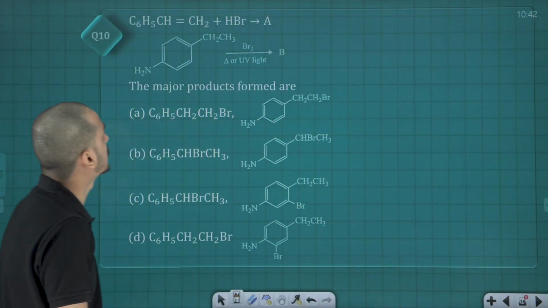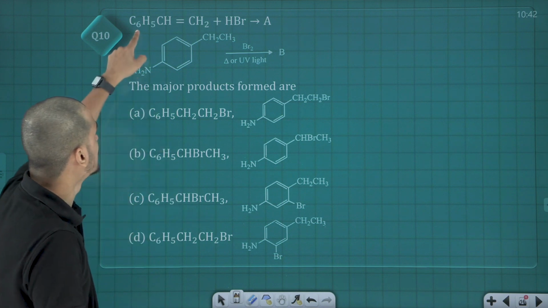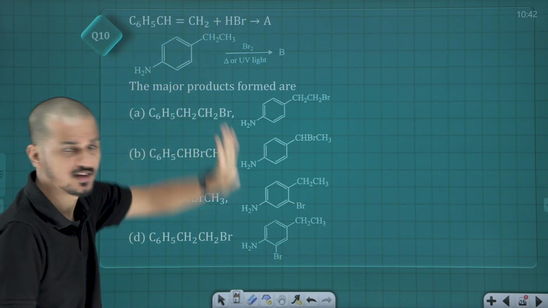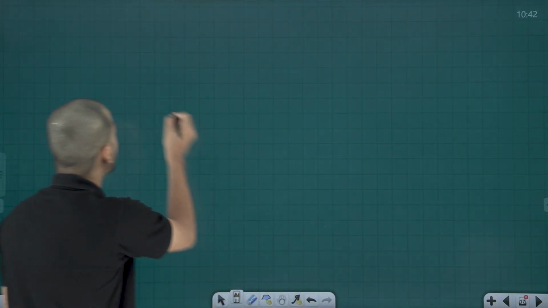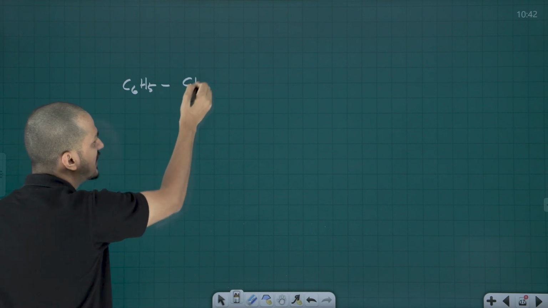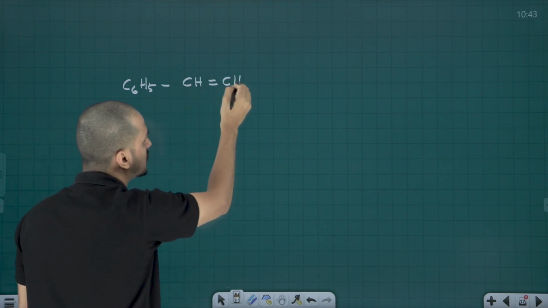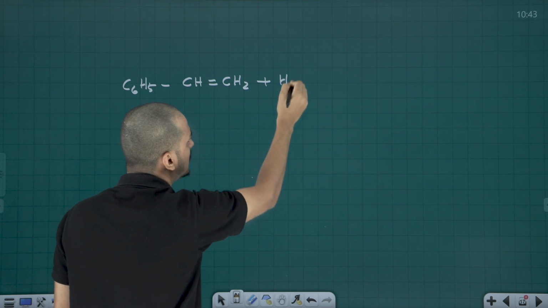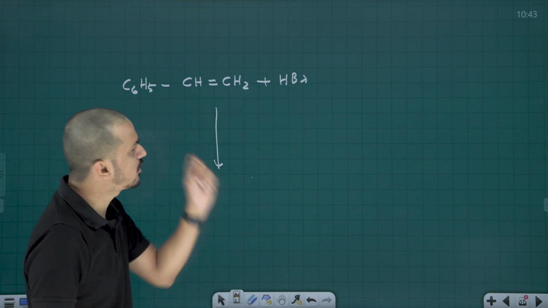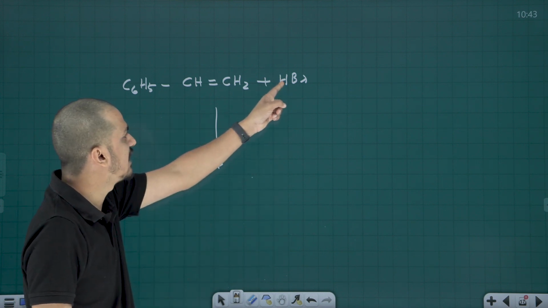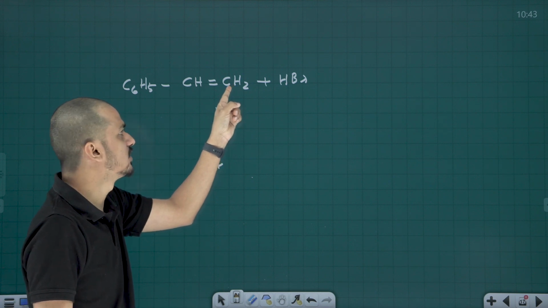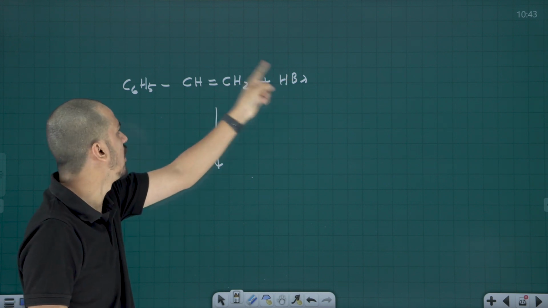What about the question here? They've given C6H5CH double bond CH2 plus HBr. So this is actually Markovnikov addition. Initially, H plus will go and attach to the carbon containing more hydrogens, and Br will go and attach here.